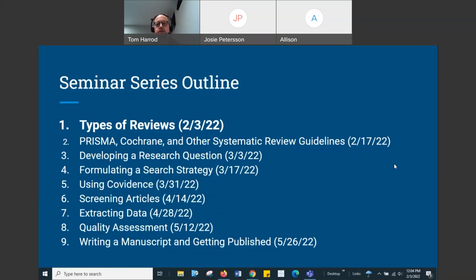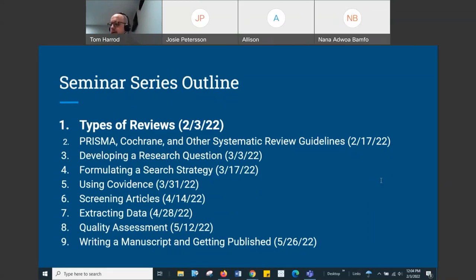Starting with this session, just discussing reviews generally, and then looking at Prisma and some of the systematic review guidelines, and then looking at how to create a systematic review, starting with a question, developing a search strategy, using software to help. And then getting into the screening, data extraction, and all of that stuff. So that'll be for much later on in the series.